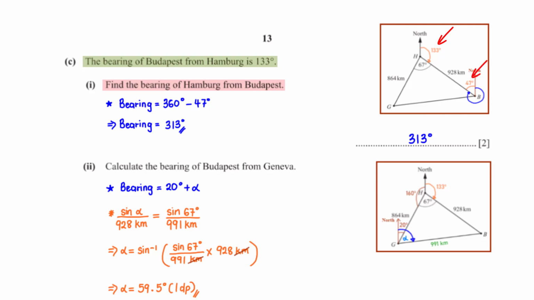These two are interior angles, which means they add up to 180 degrees. So to get this angle, we subtract 133 degrees from 180 degrees, which gives us 47 degrees. So now, the bearing of Hamburg from Budapest would be 360 degrees minus 47 degrees, which is equal to 313 degrees.